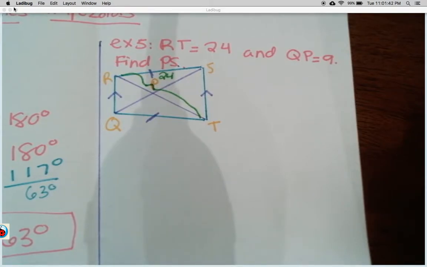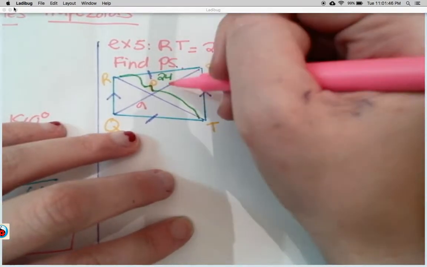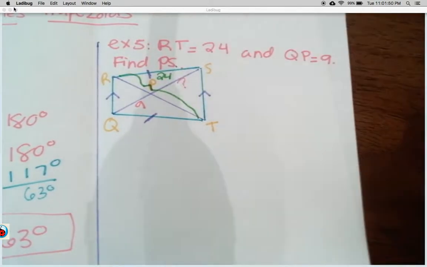Alright, and then on this side, we know that QP is 9. And eventually, we want to find PS. So this is the part we do not know, and we really want to figure it out.